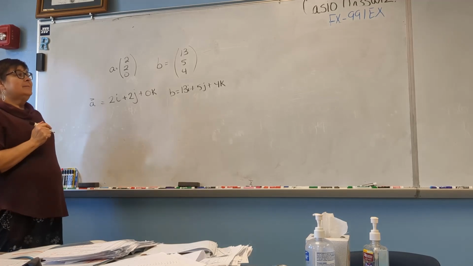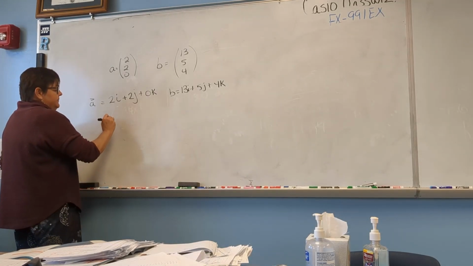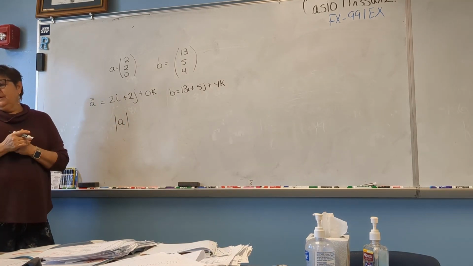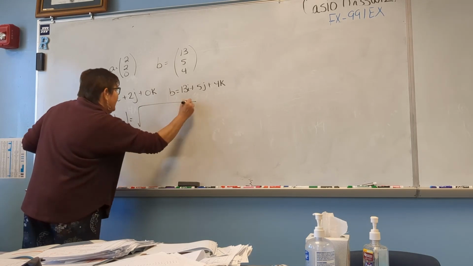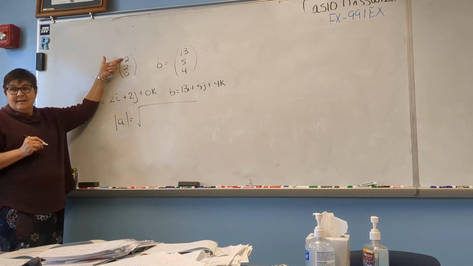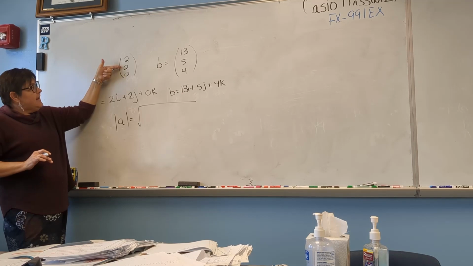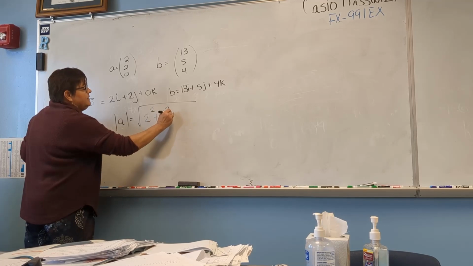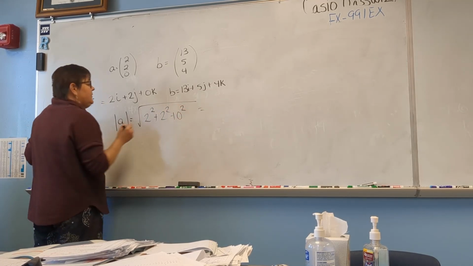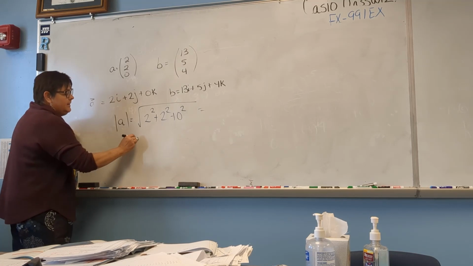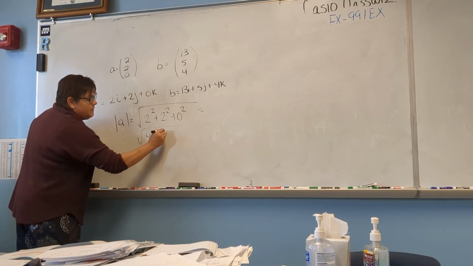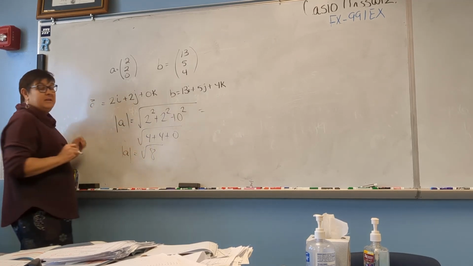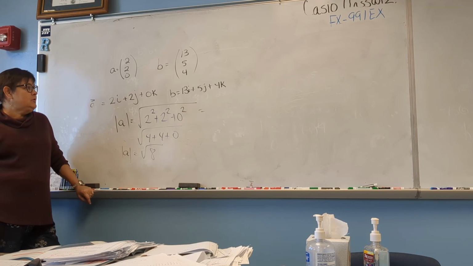So if I'm looking to find the length, it's going to be written as an absolute value symbol, and it's going to be the square root of the first guy, not including the letter I, the next one, and the next one, squared. So it's going to be 2 squared plus 2 squared plus 0 squared. So the length of this is going to be 4 plus 4 plus 0, the square root of 8. So you can leave it as the square root of 8, or you can clean it up a little bit to be 2 square root of 2, however you choose to do that.